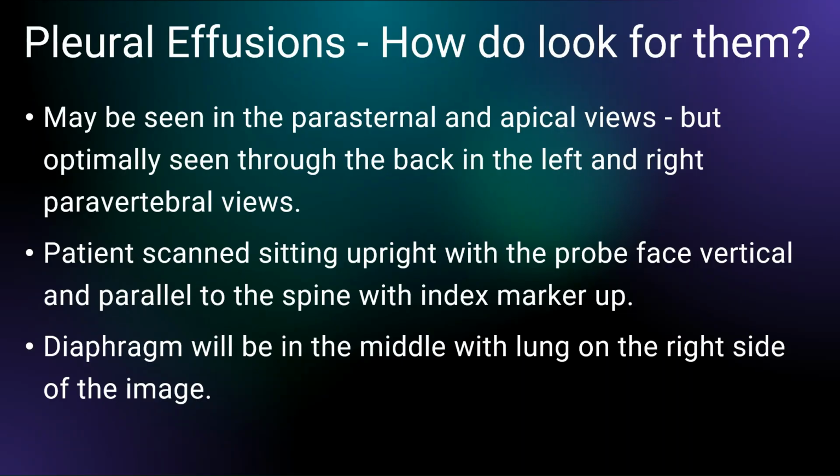So they're sitting upright, probe faces vertically and parallel to the spine with the index marker up, and that way the lung will appear on the right-hand side of the picture. The diaphragm will be relatively in the middle as you slide down to get to that point where it's relatively in the middle, and you can see the lung fields move from the right to the left side of the image.